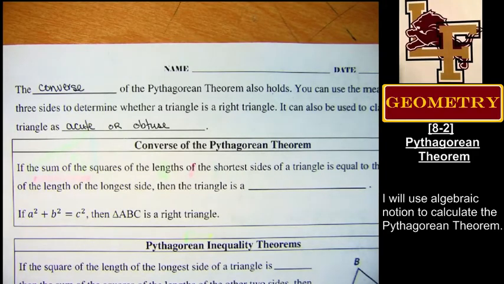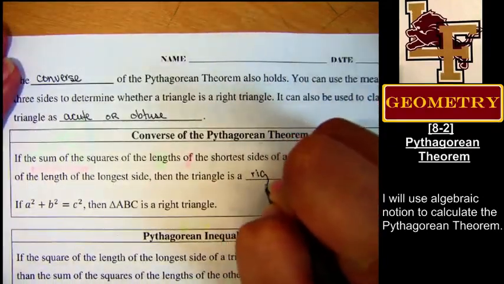Notice, I don't know anything about the angle measures. I only know information about the side measures. And yet, using this formula, I get to say something about the angles of the triangle, which is really darn nifty cool. So let's show you how this works.